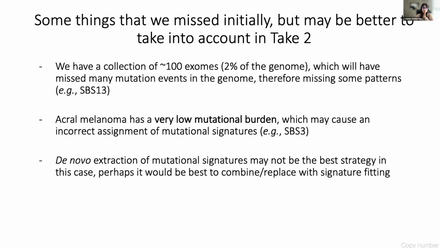Now, we also learned that maybe de novo extraction of mutational signatures may not be the strategy in this case, and it is perhaps better to combine or replace it with signature fitting methods where you don't extract signatures from your data, but you compare to an already established catalog. And in this case, we have previous knowledge of what mutational signatures we may find because of, for example, the Australian study. And important questions there may be about if there are different proportions of these signatures and what the cause for that may be.